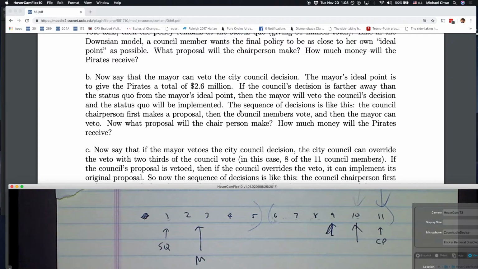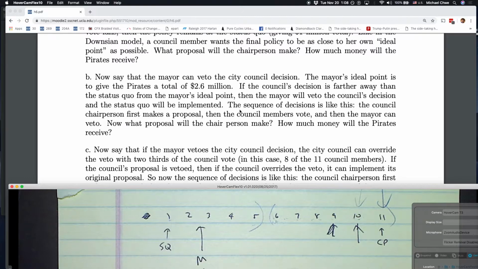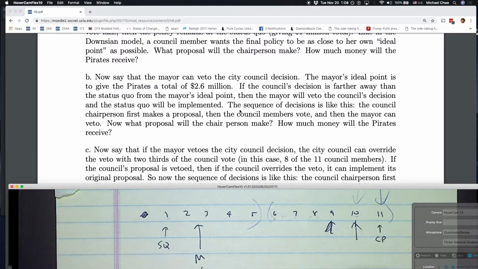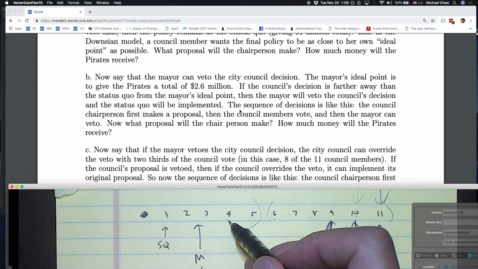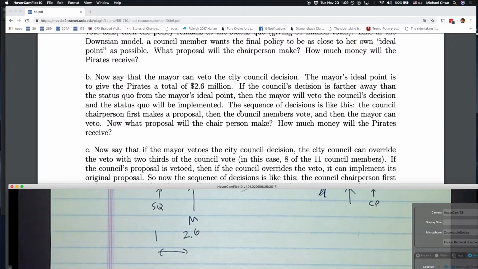Well, hold on. Because it's away from the status quo, so you go 2 out. The mayor's at 2.6, right? Status quo is at 1, so that's 1.6 away, right? So 4 is only 1.4 away, right? And this is 4.6.